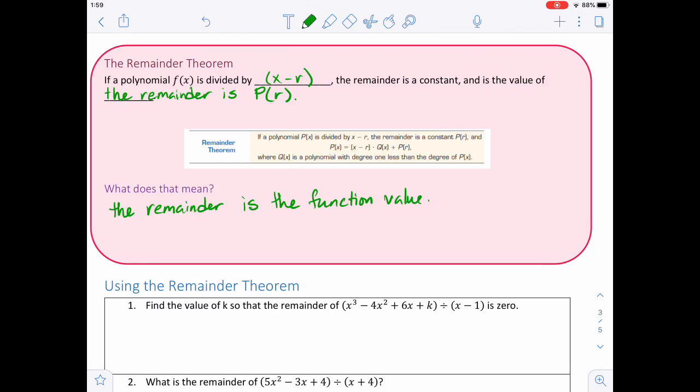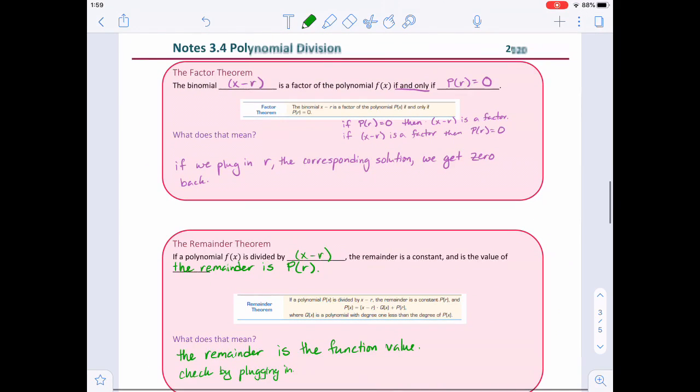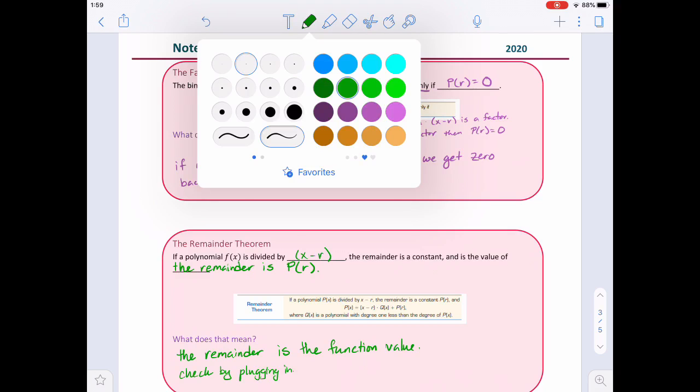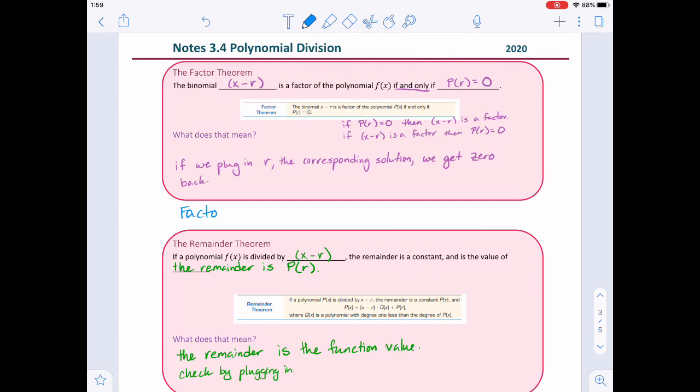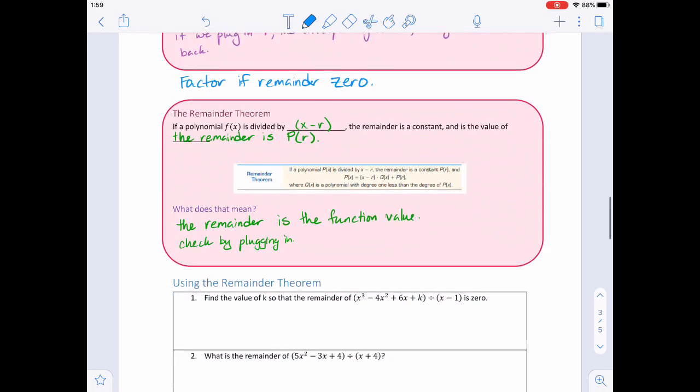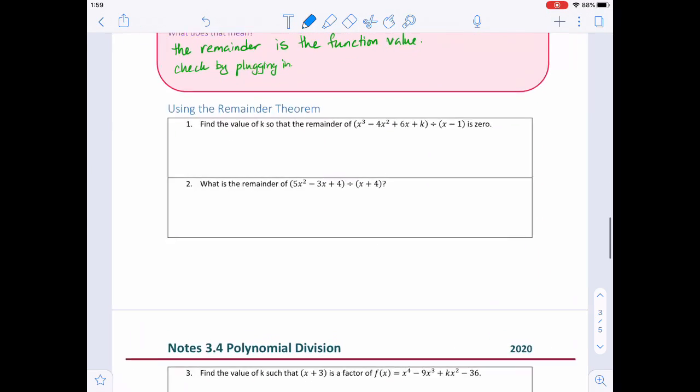So one of the benefits is we can check by plugging it in. It gives us a good indication if we did our division right. It also lets us check if it's a factor, right? Because it should be a factor if we get a remainder of 0. That's how these two things sort of relate. So it's a factor if there's a remainder of 0. We've talked about that before with numbers. So if there's no remainder, it is a factor. All right, so let's see this actually in action.